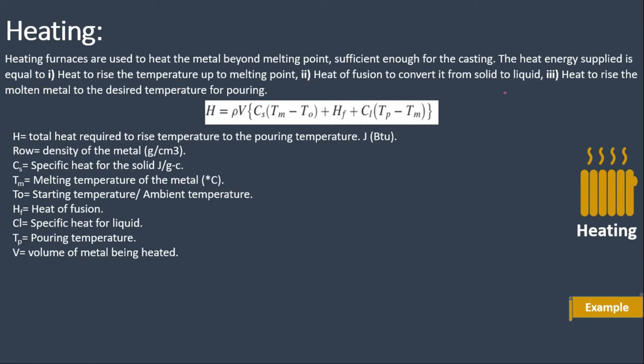So the heat energy supplied in the casting process is equal to, first, the heat required to raise the temperature from room temperature to the melting point. The second is the heat of fusion: once it reaches the melting point, a change of phase is required, and the heat consumed during the change of phase is the heat of fusion. The third is the heat required to raise the temperature beyond the melting point up to the desired value. So we have three kinds of heat that we are providing in the casting process.